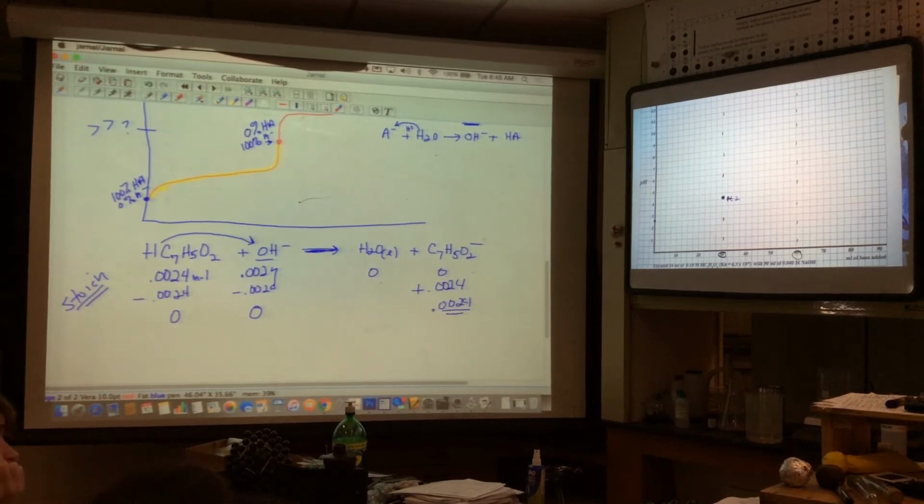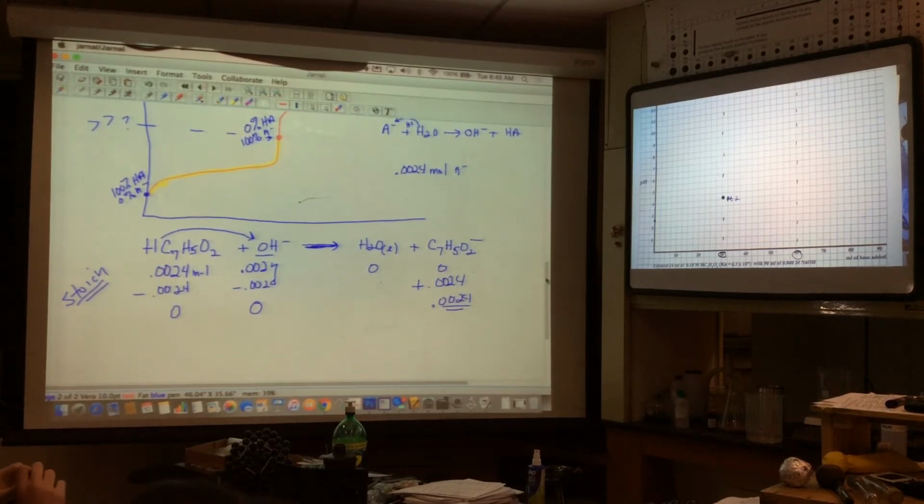So, what do I know to do this problem? I have 0.0024 moles of my conjugate base, A negative, to keep things moving. I want to know the pH at this position, correct? So what do I need? Well, I need to know the concentration of the base. Why do I need the concentration of base?